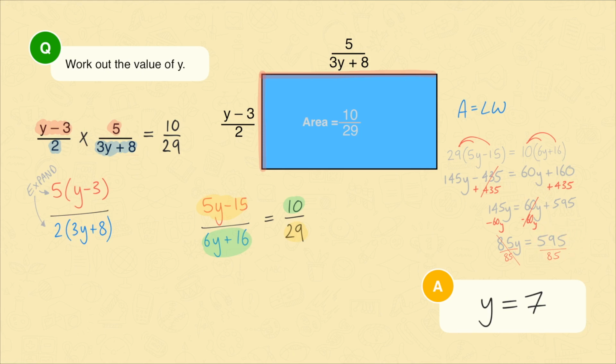That's quite a difficult division to do without a calculator. The way I made it easier, I divided top and bottom by 5, leaving me with 119 over 17. And 17 goes into 119 7 times. So y is equal to 7.